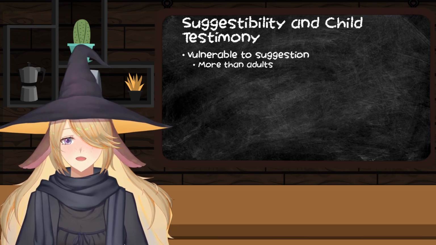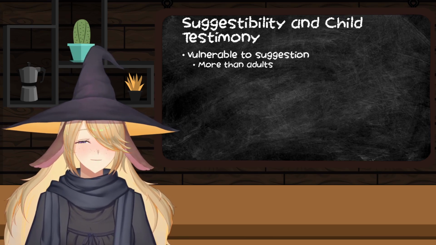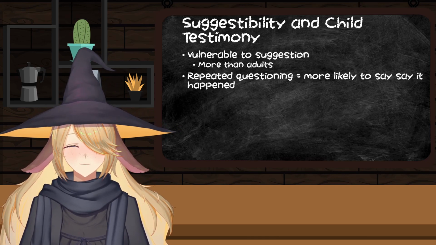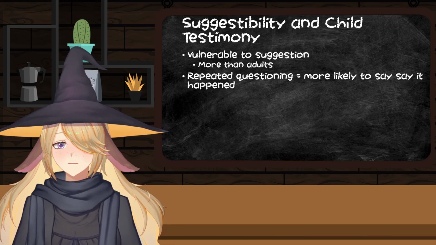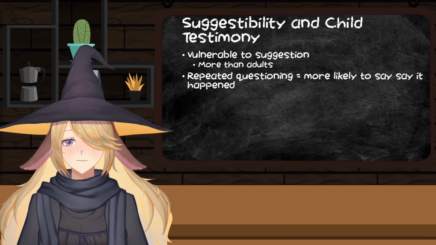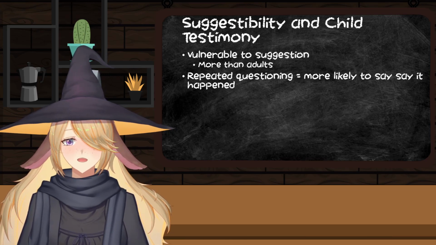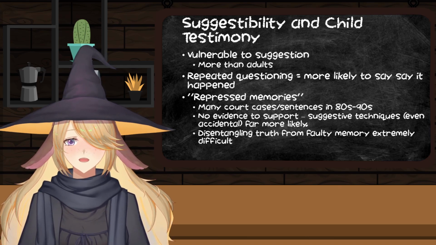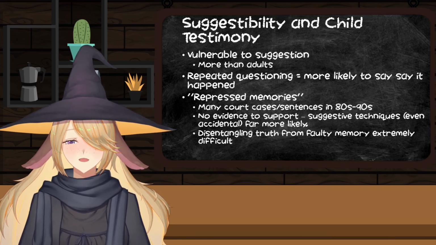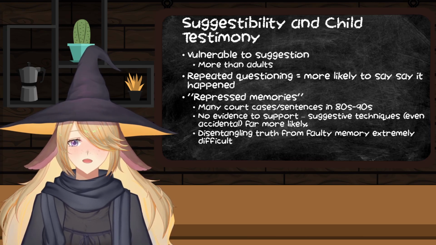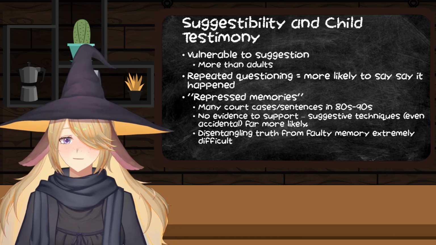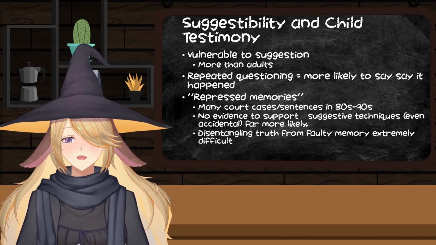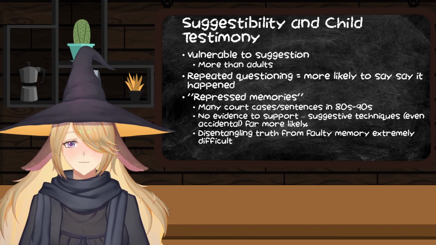And this is also true when it comes to the testimony of children. I mentioned the Satanic Panic before. Adults are very vulnerable to suggestion, and children are even more so. In fact, repeated questioning, especially when children say that this did not happen, will usually get them to fabricate a memory into saying that it did. So this came up in the 80s and 90s, particularly around repressed memories, around the Satanic Panic and sexual trauma. In many court cases, these repressed memories were taken as evidence, even if there was no evidence whatsoever to support that these events had actually happened.